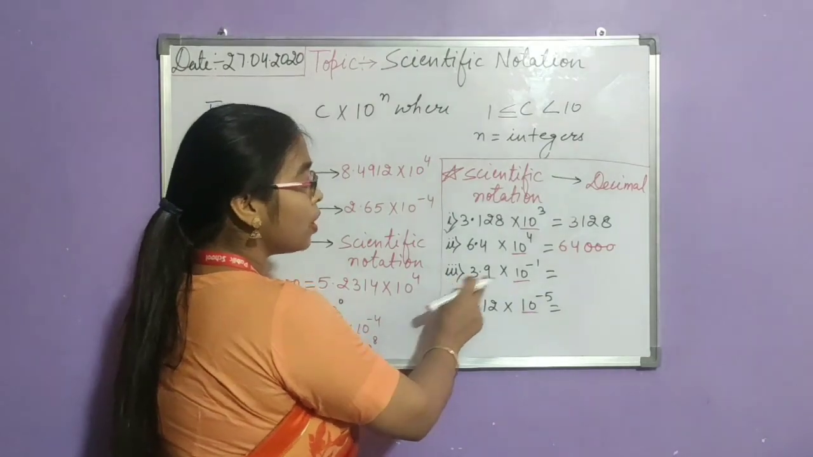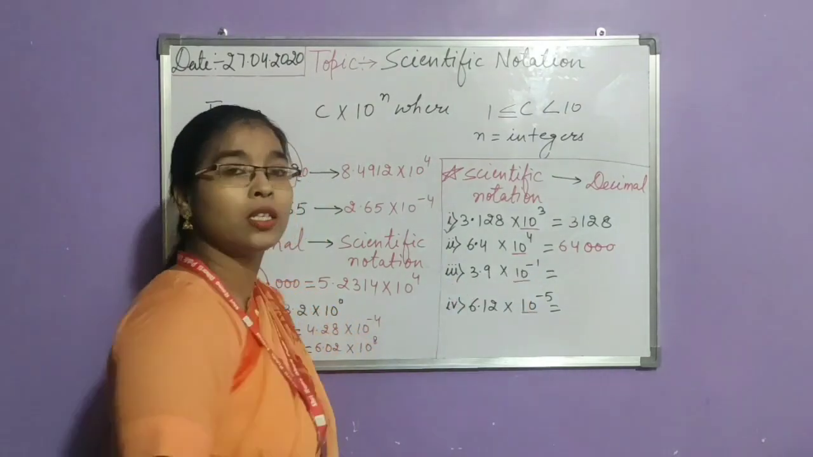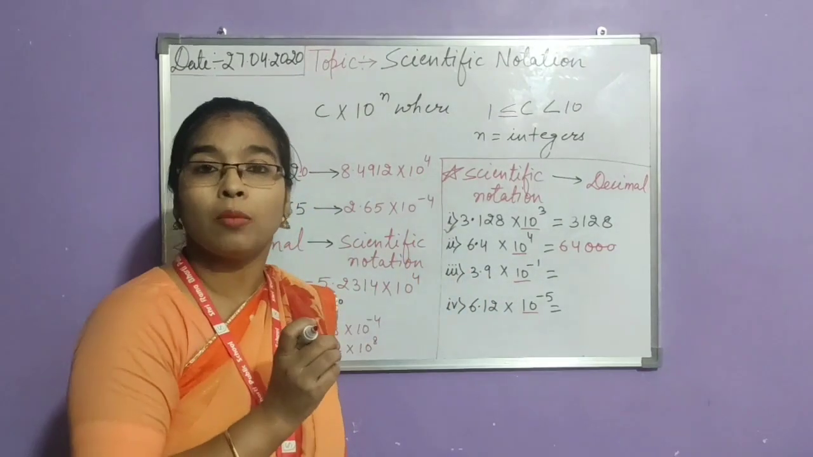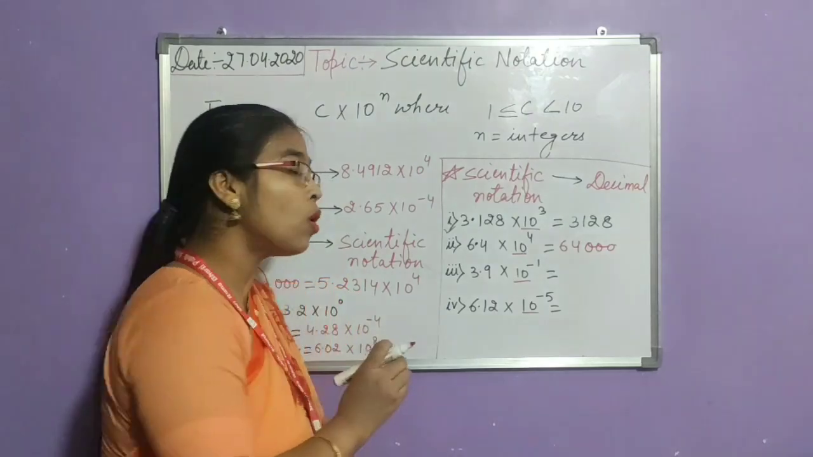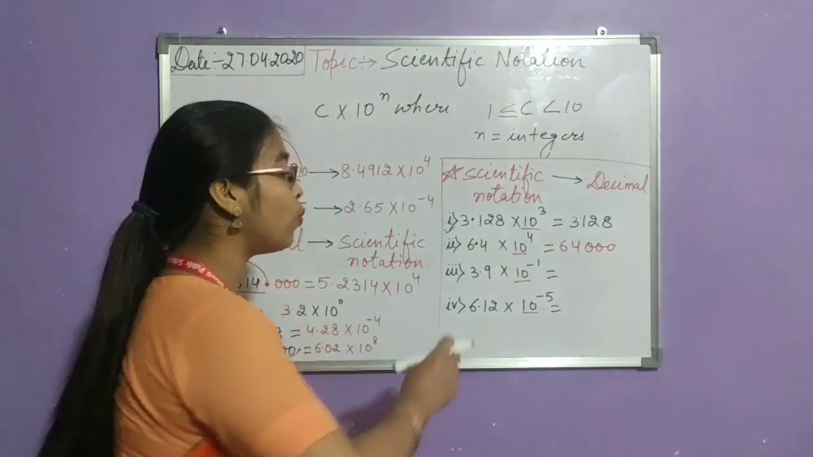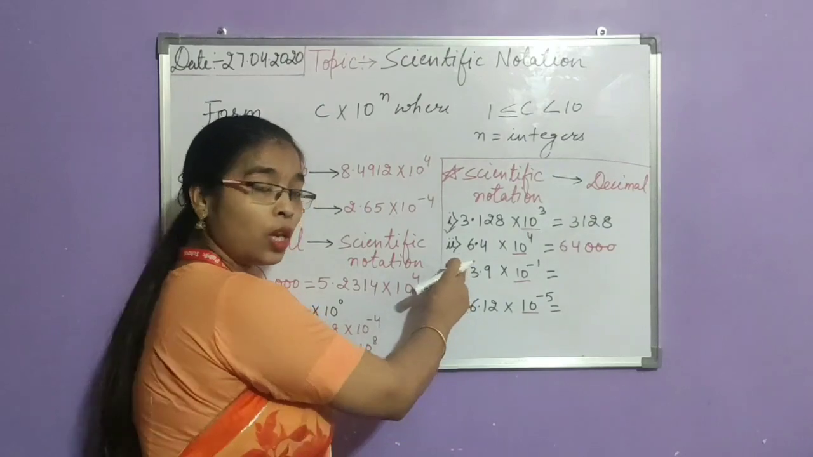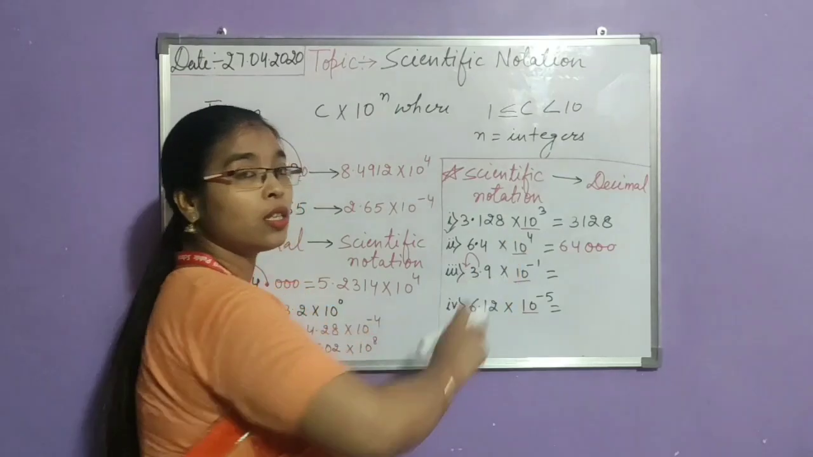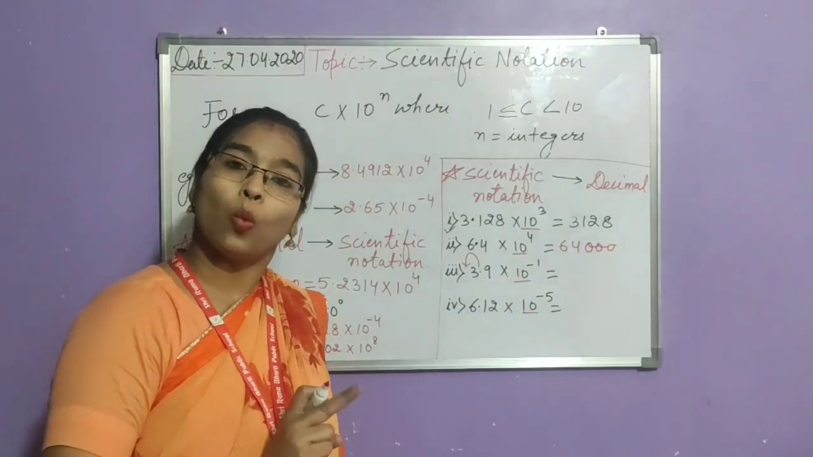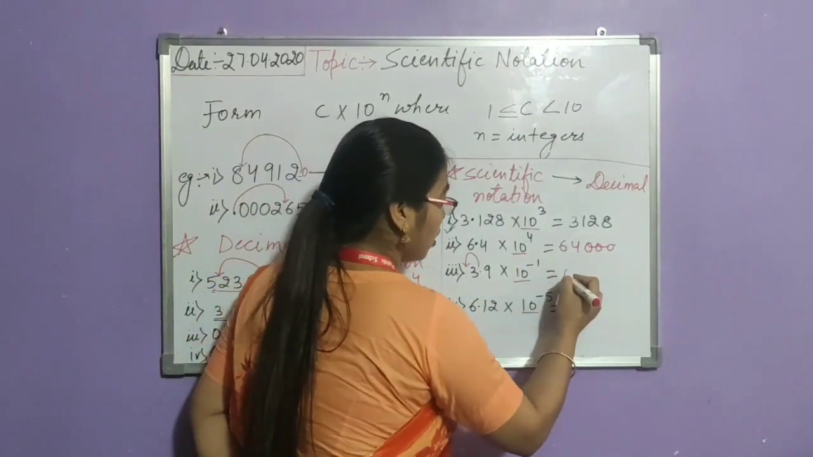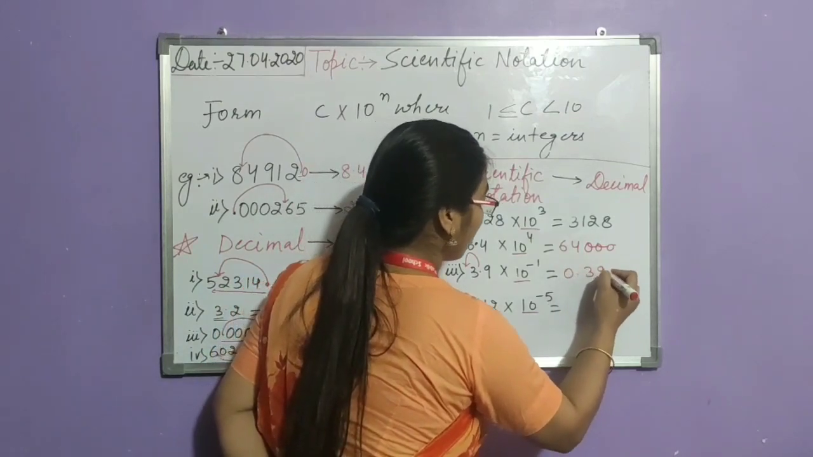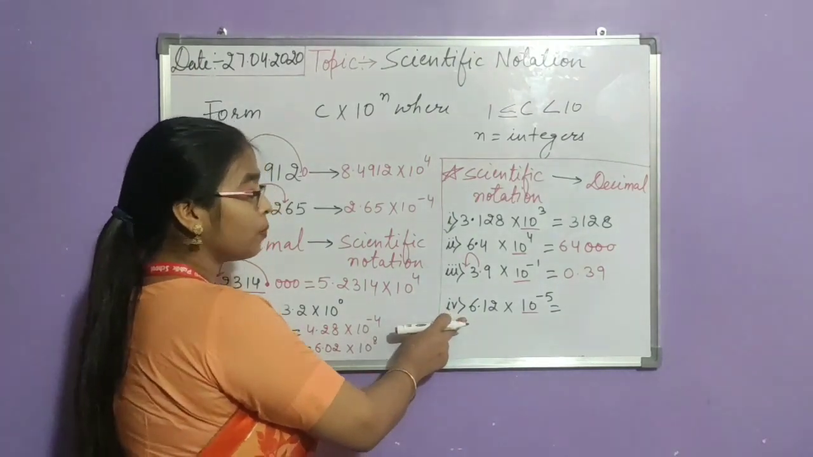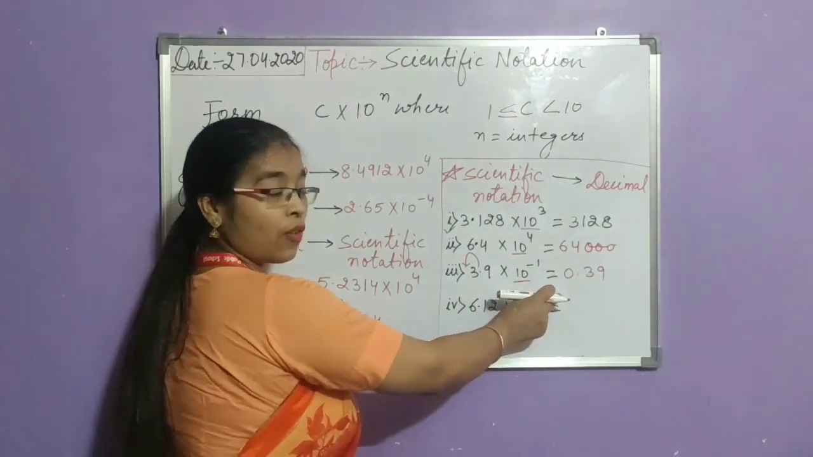Now the third example, 10 raised to the power minus 1 is there. If minus 1 is there, then we have to write down a number smaller than 1. So if the number is smaller than 1, then we have to shift this point before 3. And here minus 1 is there, so we will shift only one digit. So here we have 0.39.